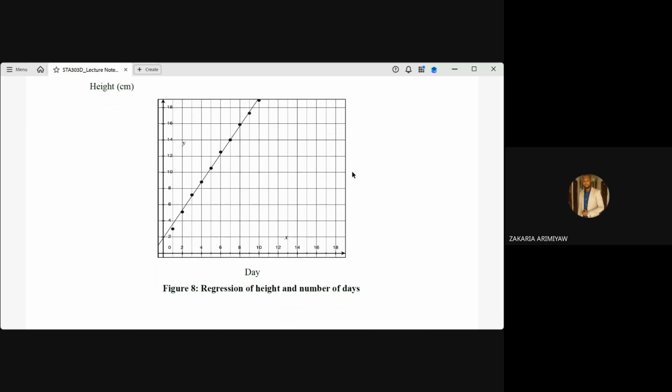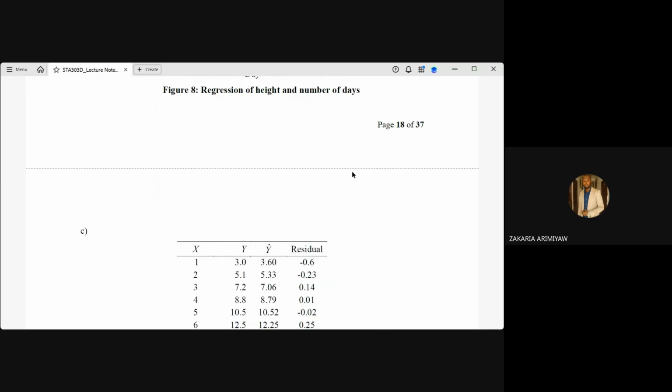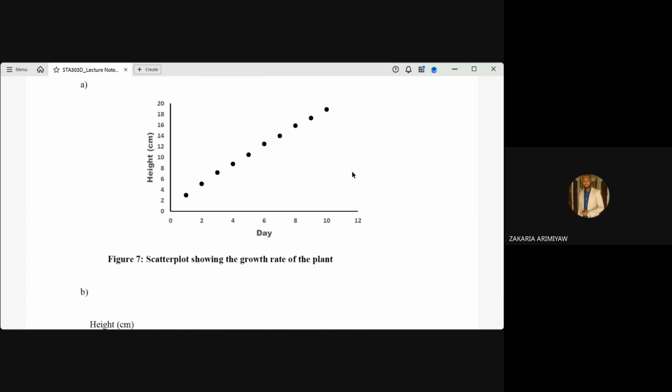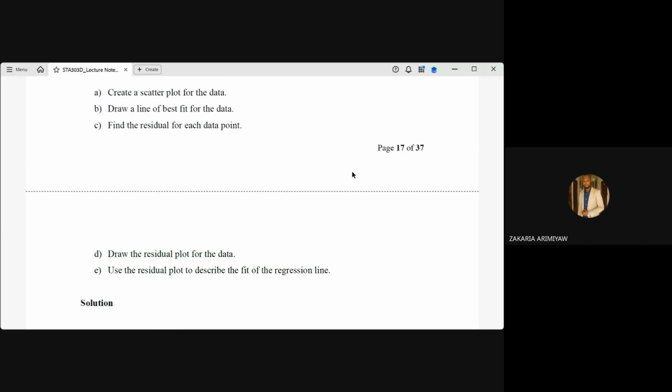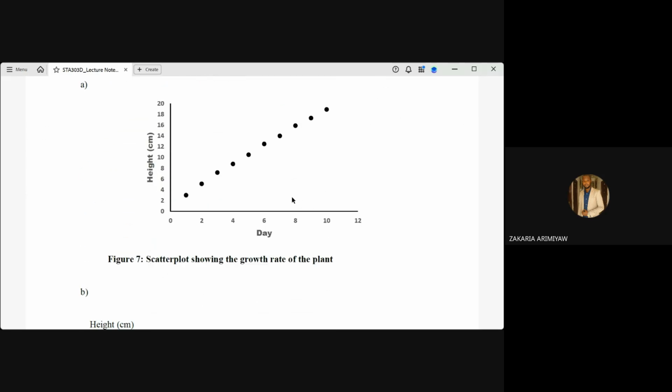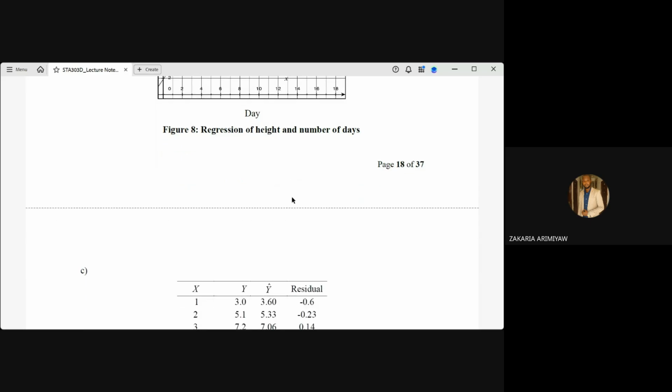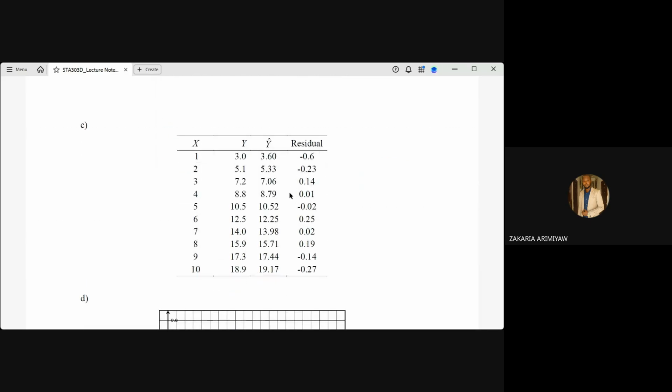In the next task, we are supposed to obtain the residuals for each value of y. So we find the residual for each data point. Let's look at how this is done. The data came to us in the form of height and day. Those are the original values. Given the estimated equation, we can find the predicted values of y, and that is the column with the heading y cap. So these are the predicted y values.